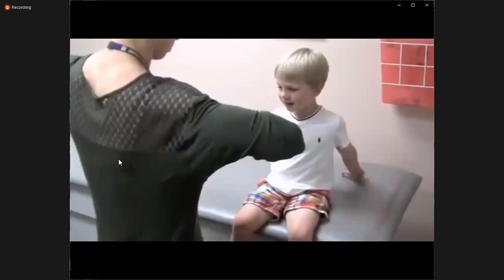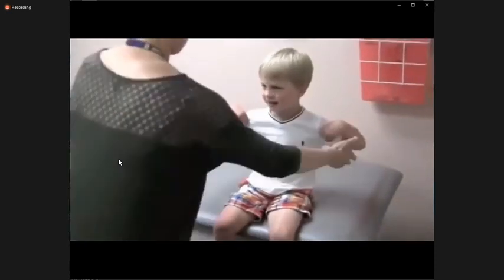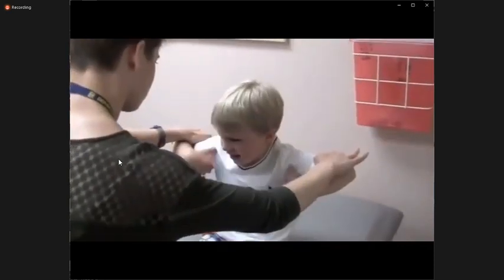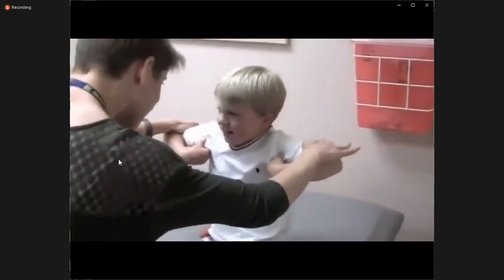Okay, let's make some muscles up like this. Put your arms up way high like this. Put your elbows up. You keep them right there. Don't let me push them down. Don't let me push them down. As hard as you can.